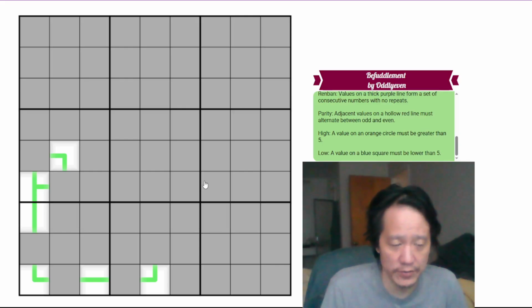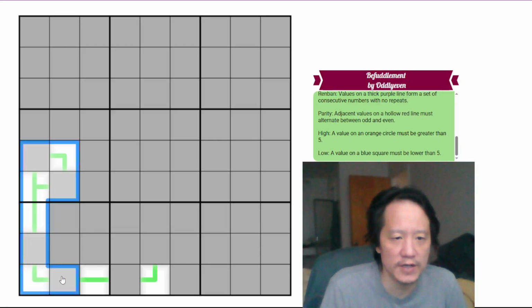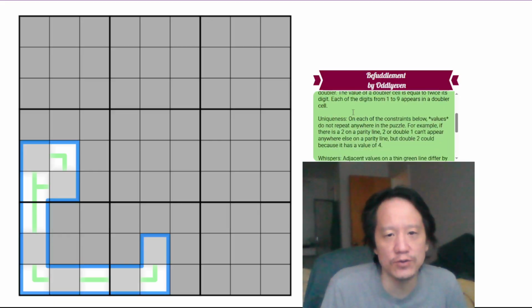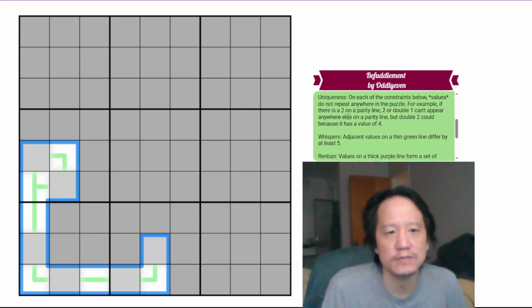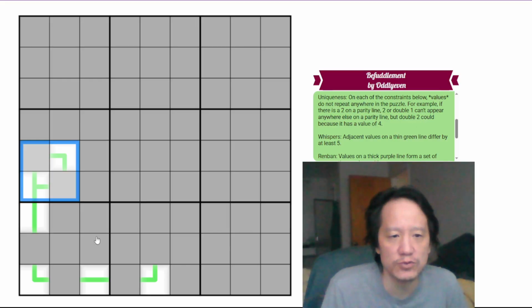Let's go. Okay, so German whisper line. We have 1, 2, 3, 4, 5, 6, 7, 8, 9, 10, 11, 12 cells here. And we know the values are unique along the entire German whisper line. And there's 12 cells. That means 3 of the cells have to be greater than 9. So 3 of the cells must be doubled. So one of these is going to be doubled. One of these 5 is going to be doubled. And one of these 3 is going to be doubled.